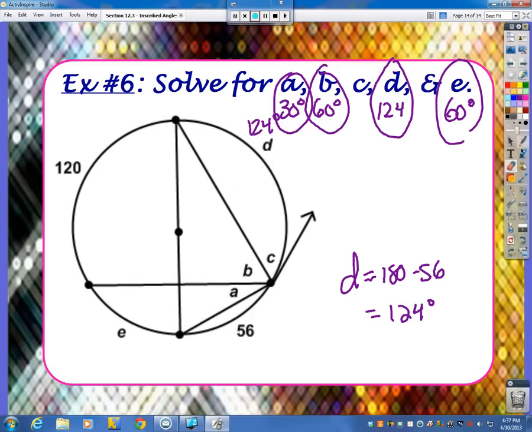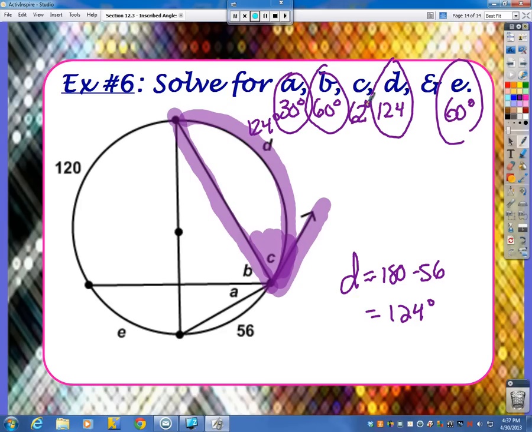Now angle C. This is a tangent line. Here's a chord. So this angle C is going to be equal to half of its arc, and its arc is the 124 at D. So half of 124 is going to give me 62 degrees for C. And that is it for this section.